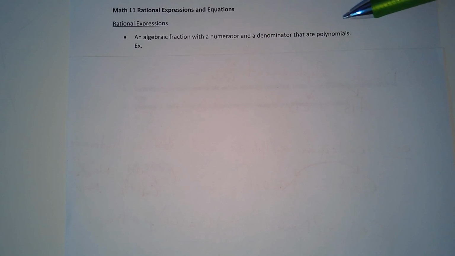Okay, so we just finished looking at radicals, so now we're going to switch gears and look at rational expressions. So a rational expression is basically something that you can write out as a fraction with a numerator and denominator that are polynomial. So numerator is the top part of the fraction, denominator is the bottom part of the fraction, and a polynomial, poly means many, is simply some type of expression that can contain variables.